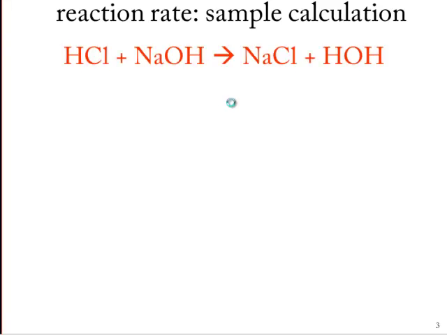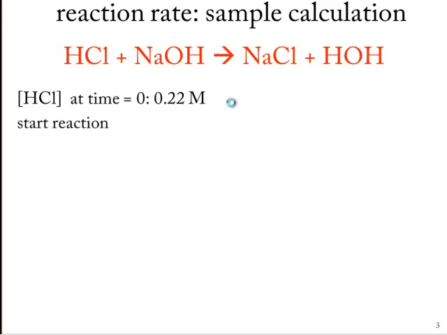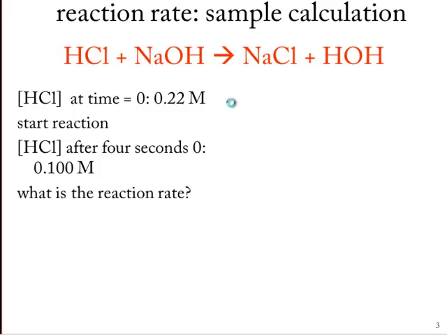Here's a sample calculation. We're neutralizing some hydrochloric acid, so we're reacting it with sodium hydroxide. That's going to make some salts and some water. The initial concentration of the hydrochloric acid is 0.22 molar, and after 4 seconds of adding the sodium hydroxide, it's down to 0.1 molar. It looks like it's more than halfway complete. Let's go ahead and calculate the reaction rate using that data.